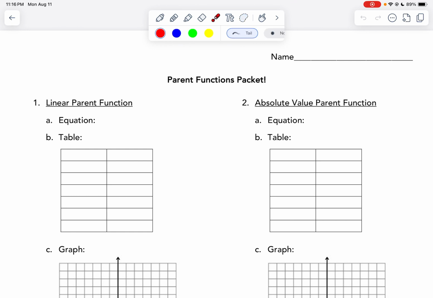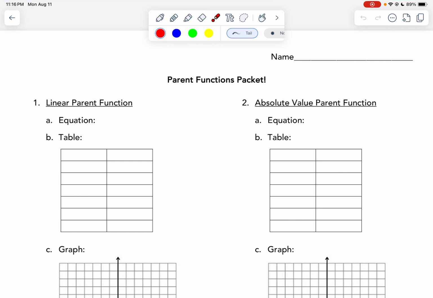Now, I like to think of a parent function as the most basic form of a function. You've seen quadratic equations before where it's something like y equals 3x squared plus 2x minus 7. But what we're going to talk about is just y equals x squared, and then later we're going to get into the transformations that change and shift these parent functions around the graph.